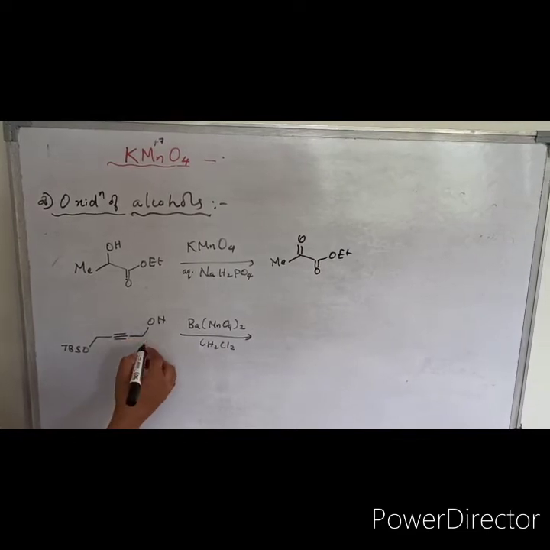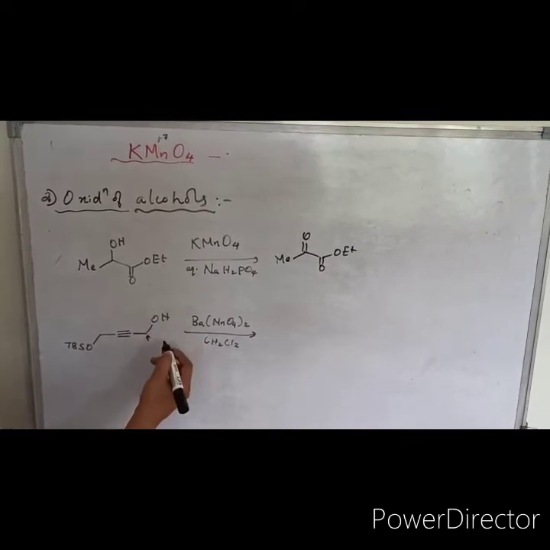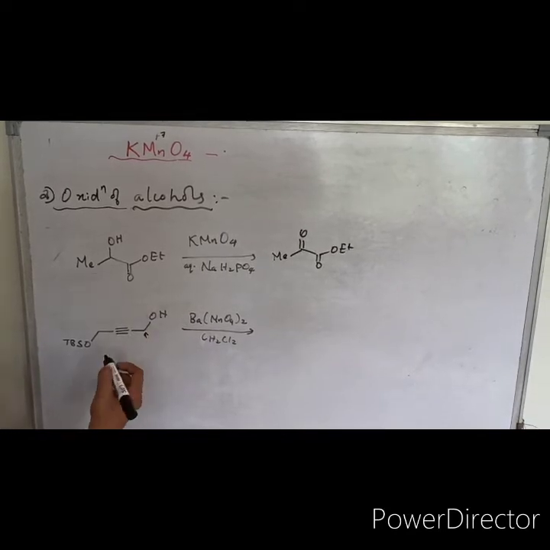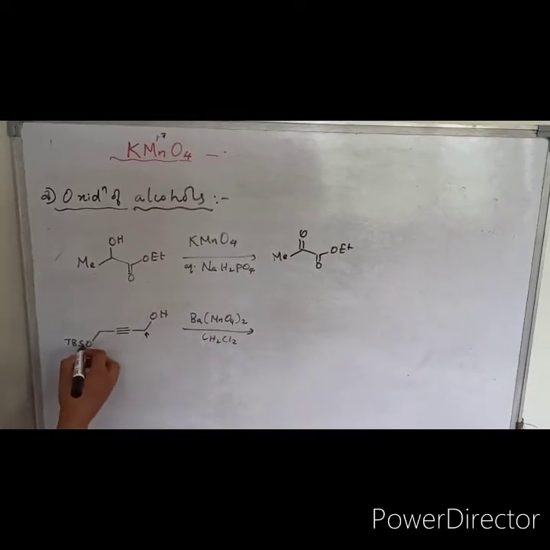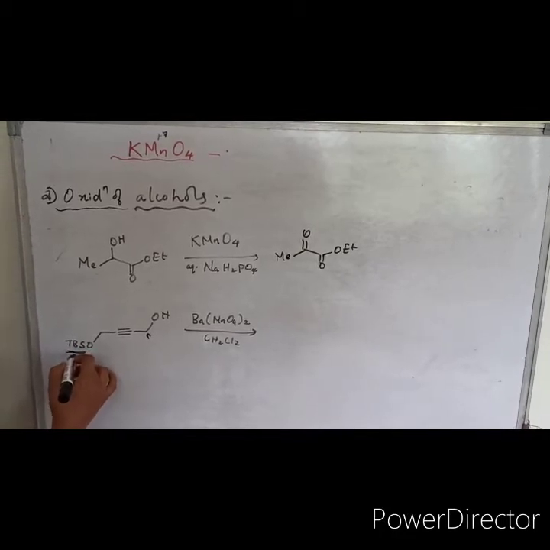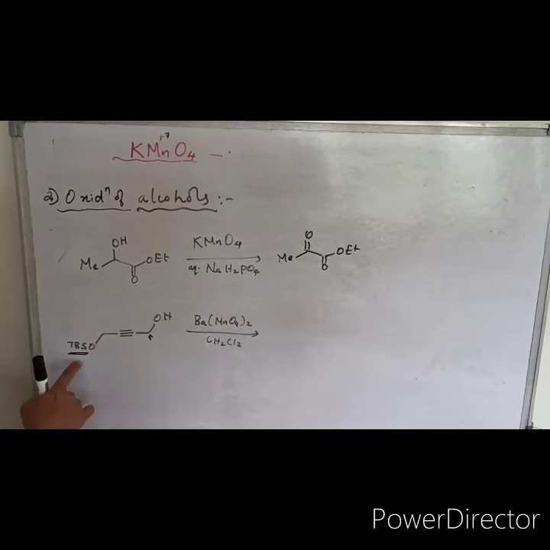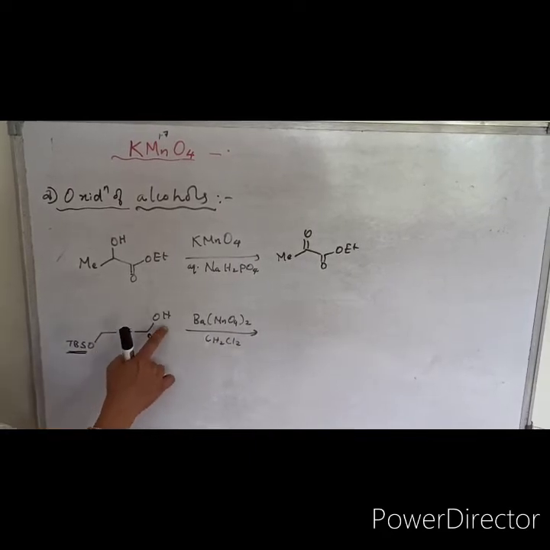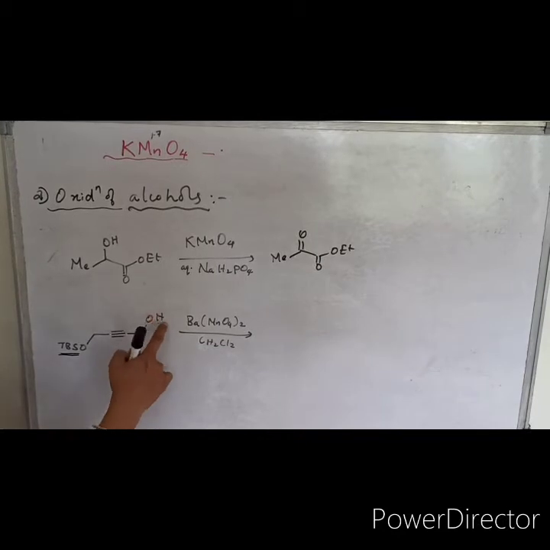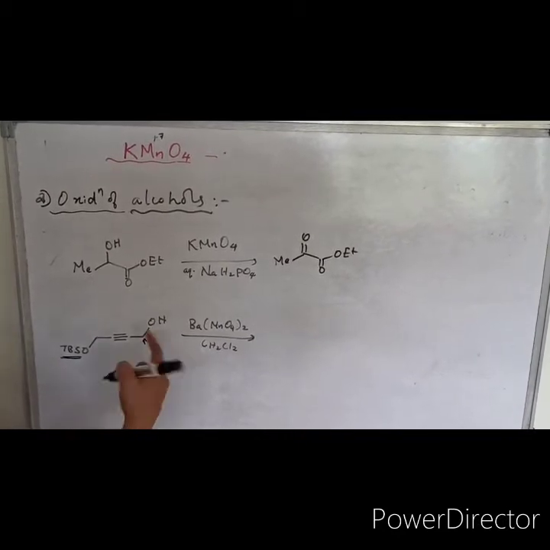Okay. Next, this is an alkyne. This position is called propargyl carbon. This is a propargylic alcohol, propargylic primary alcohol, you can say. And here there is an OH group, okay, that is protected by tert-butyldimethylsilyl, OTBS protection. Okay, a silyl group reagent which is used to protect the OH group. So this unprotected propargylic alcohol will be oxidized to the corresponding product.